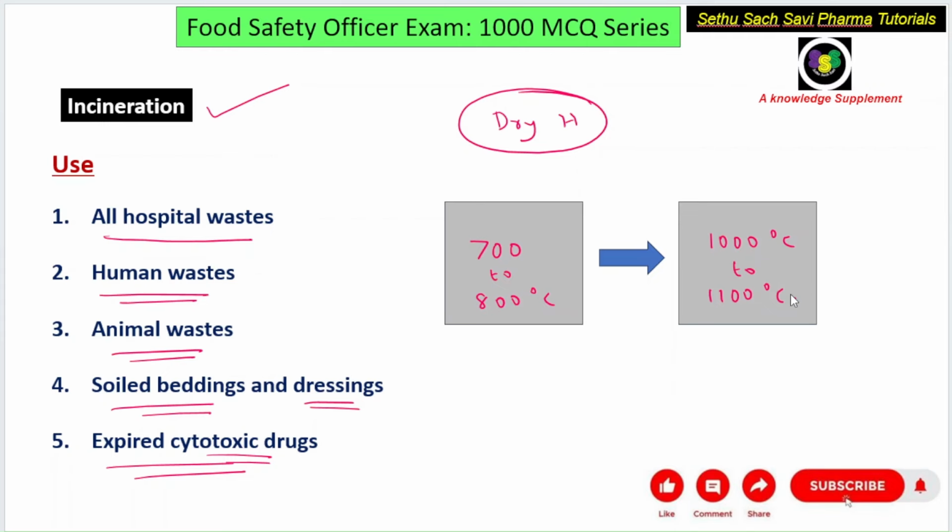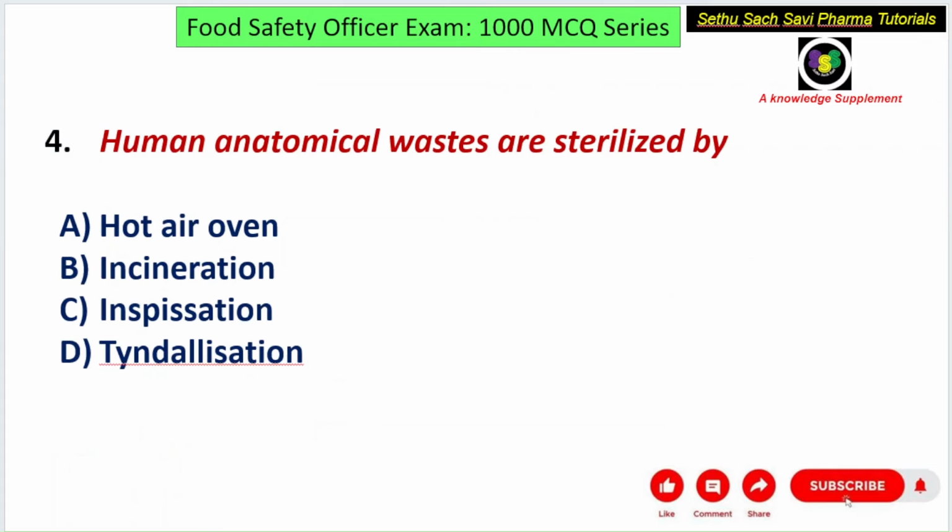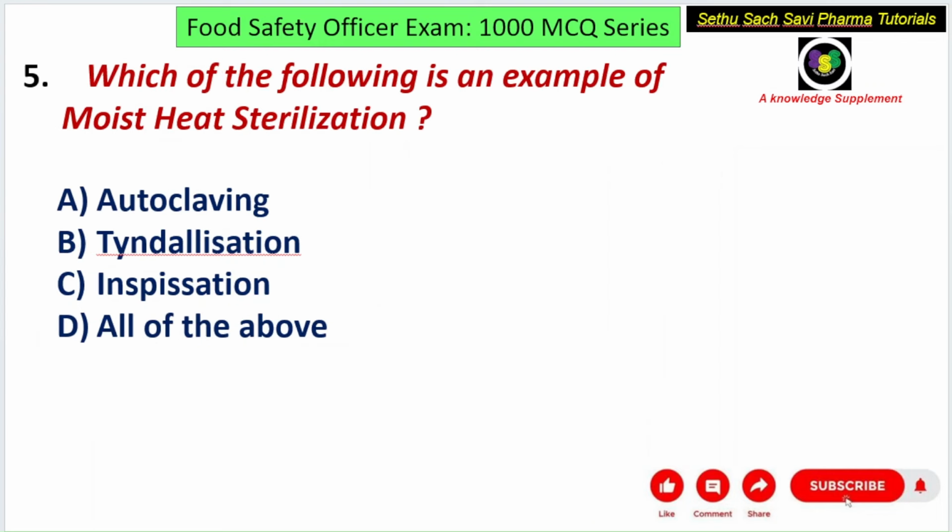Okay, now let's move on to the question. Human anatomical waste are sterilized by, as I told you, all the human anatomical waste, animal waste, hospital things are all sterilized by the incineration method. So the correct answer is B choice. Okay. Now let's move on to the next question. That is the fifth question.